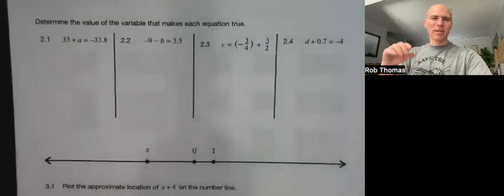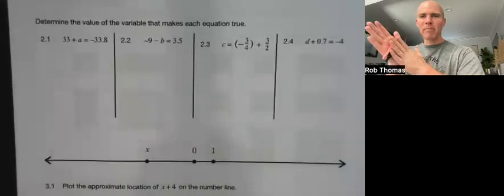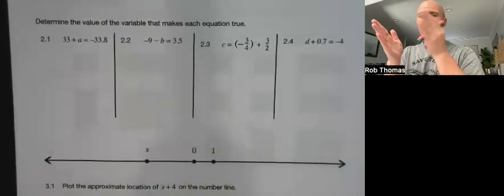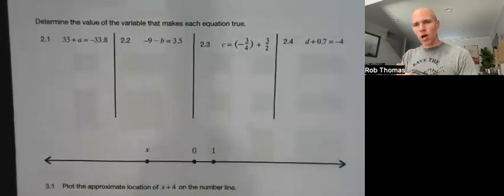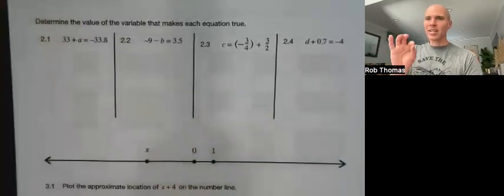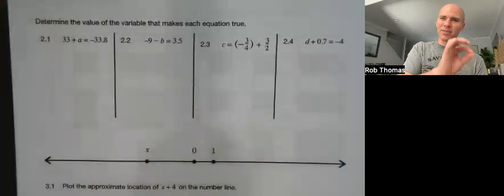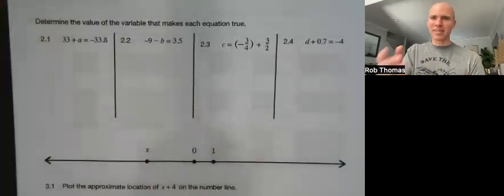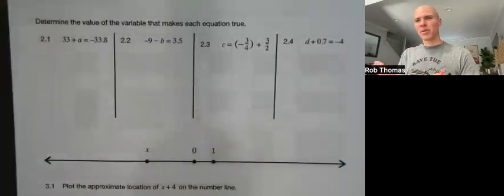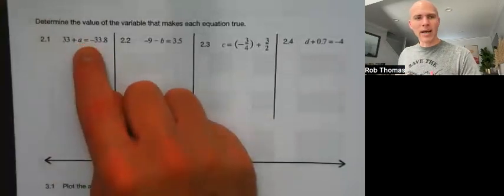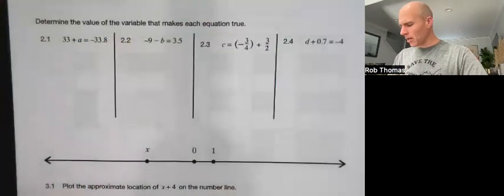All right, moving on. Determine the value of the variable that makes each equation true. That's just another way of saying solve the equation. When you solve an equation, you're finding the solution, and the solution is the number that, when substituted into the equation for the variable, makes the equation true. So all these things mean the same thing. Find the solution, solve the equation, find the number that makes it true. All mean the same thing. Just get that number that you could put right there and make the whole thing work.